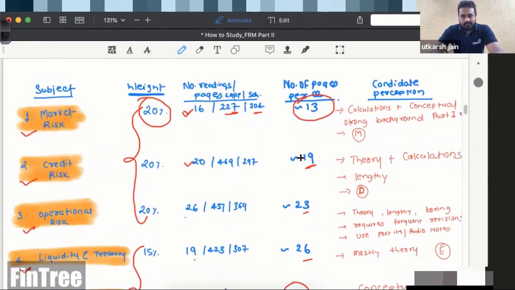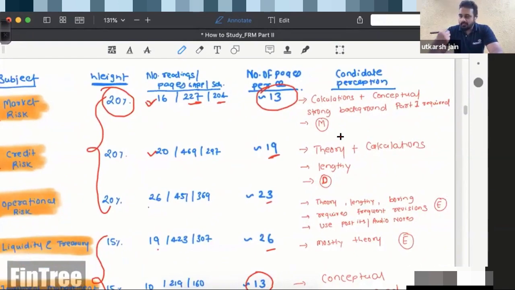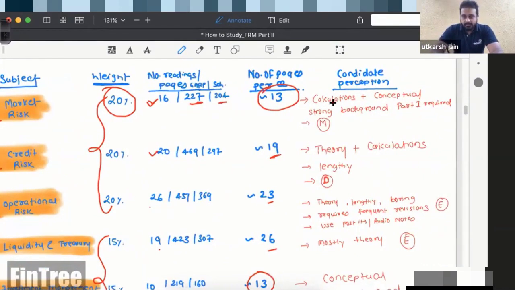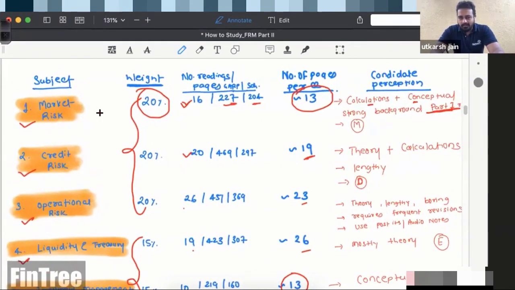So market risk, on an average, in terms of how you view the subject, has a lot of calculations. It is conceptual, and in general, what candidates would recommend is that we should have a strong background in certain concepts of FRM Part 1. So if you're good with FRM Part 1, generally market risk becomes relatively easy to handle.